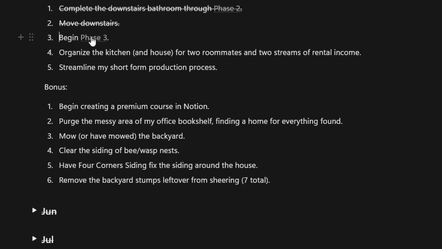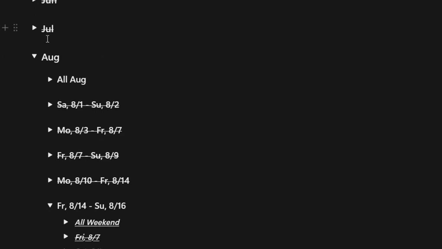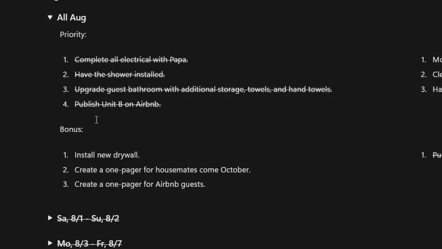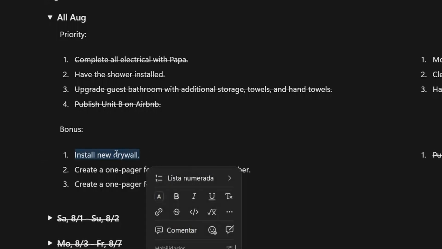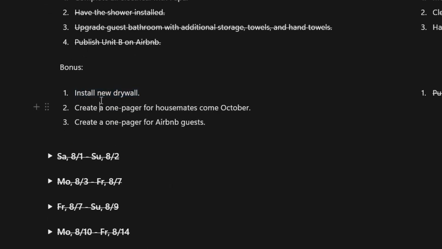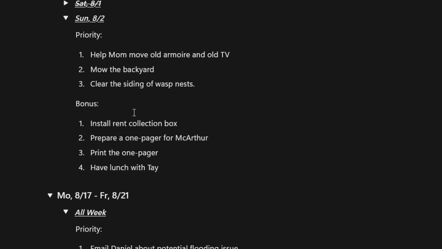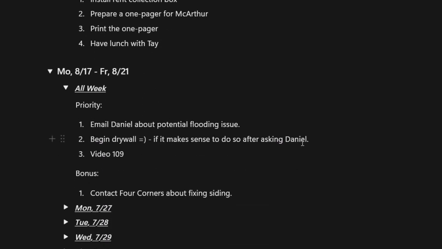I look at begin phase 3, and I see that that's the priority. If you notice, beginning phase 3 is also this, installing new drywall. That's the first step of phase 3. Had we taken that link, we'd have seen this is the first step of that. So they're both there in both the summer level and the August level. And so I look at that and I say, okay, this upcoming week, one of my priorities is going to be to begin drywall.